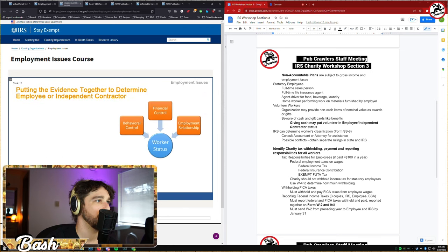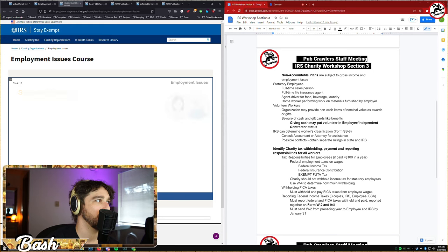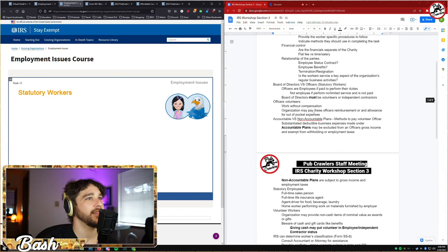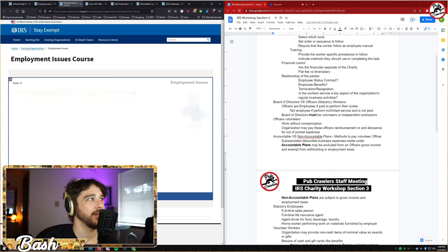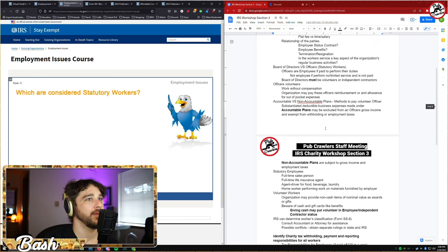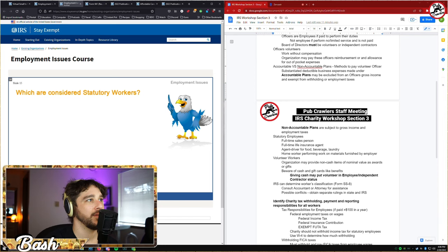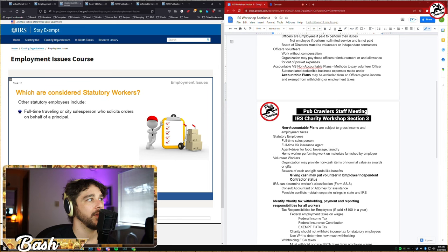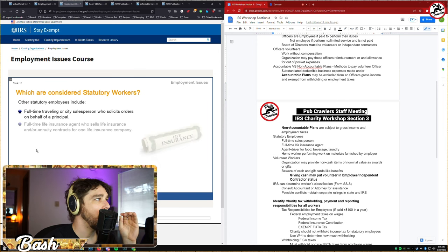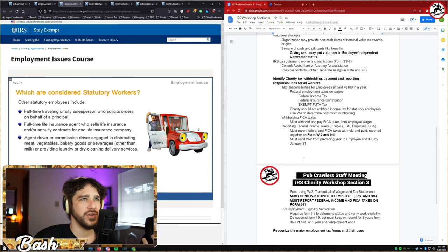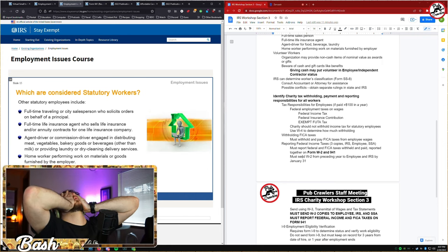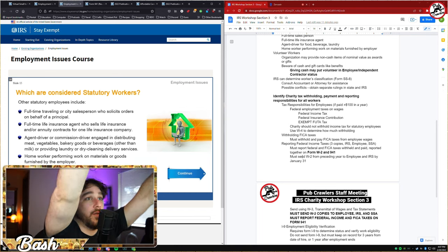So again, classifying a worker as employee or independent contractor is a simple matter of... Now I understand how to classify my workers as employees. See, this is the thing. These are statutory workers, and these are the board of directors and stuff, right? And the officers. Workers categorized as independent contractors considered statutory. So this is including the officers. So you don't withhold. So a statutory employee is a statutory worker. Okay. So why would we not withhold taxes for statutory employees?